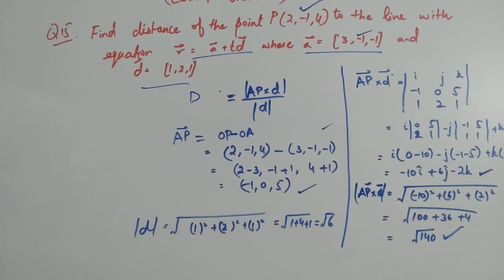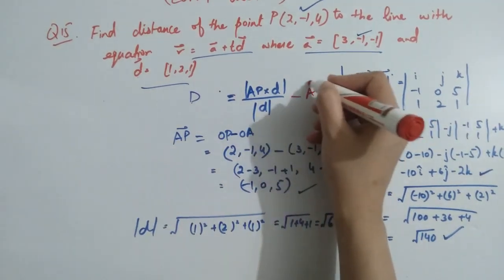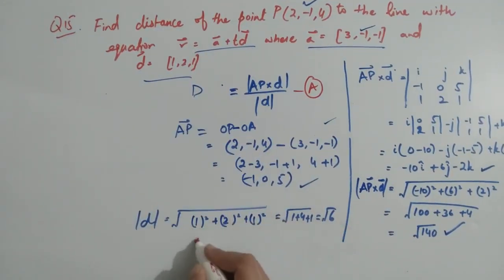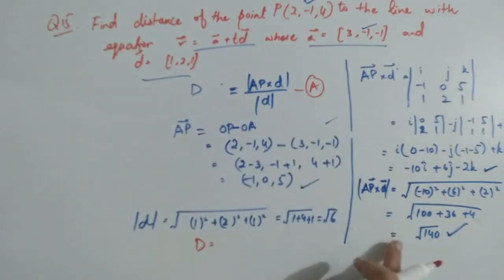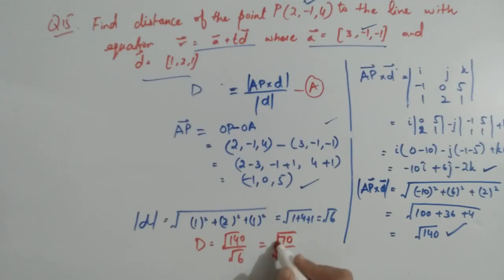Now putting the values in the formula, call this formula A. Now putting these two values in the formula, D equals AP cross D magnitude, which is square root 140, over D magnitude, which is square root 6. Now after cancelling you will get 70 over 3, square root of 70 over 3. This is the final answer.